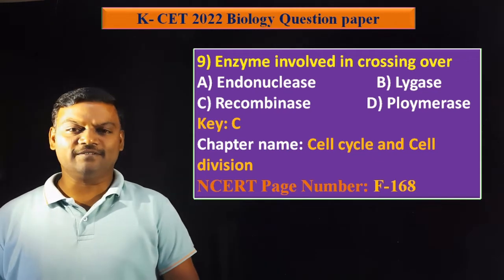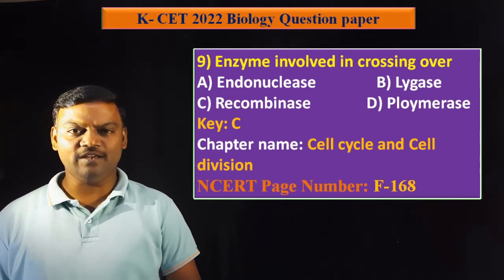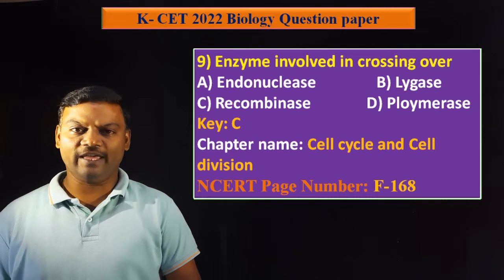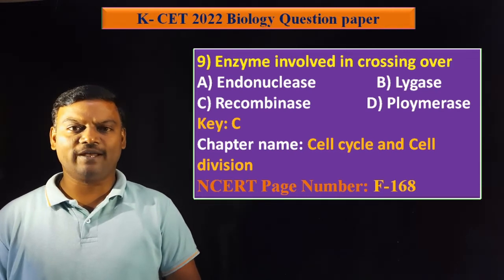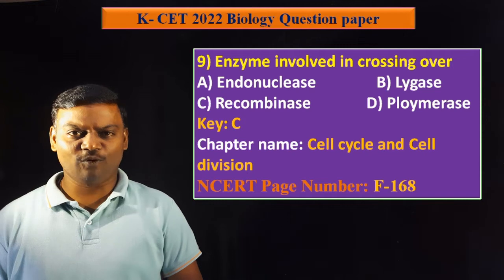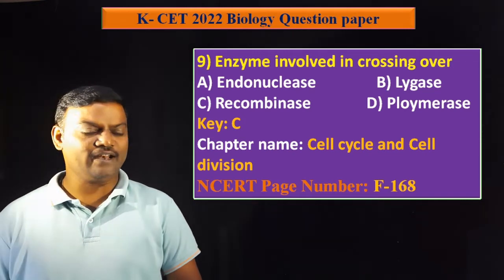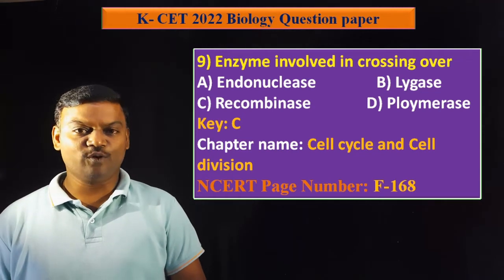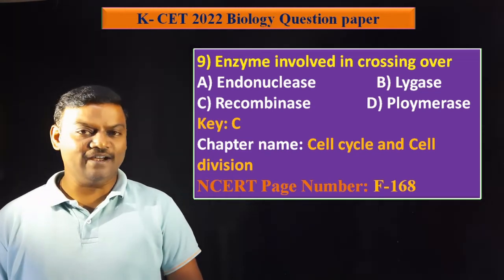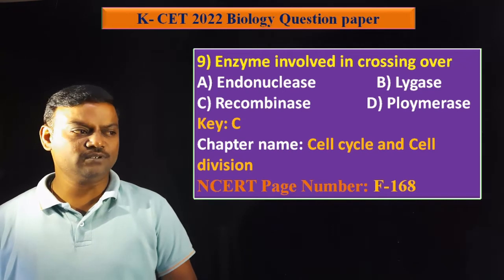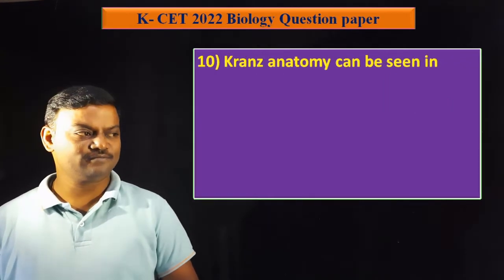So recombinase is an enzyme. It helps in crossing over after exchange of non-sister chromatids between homologous chromosomes. The broken DNA fragments are joined by this recombinase enzyme. It is a question from the Cell Cycle and Cell Division chapter, page number 168.